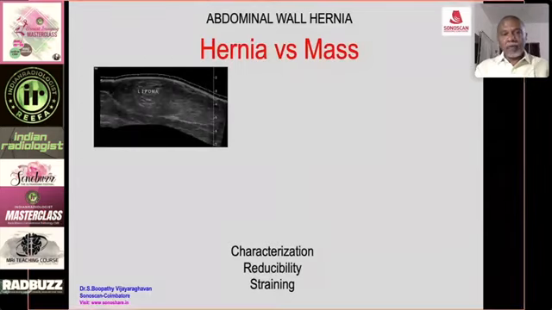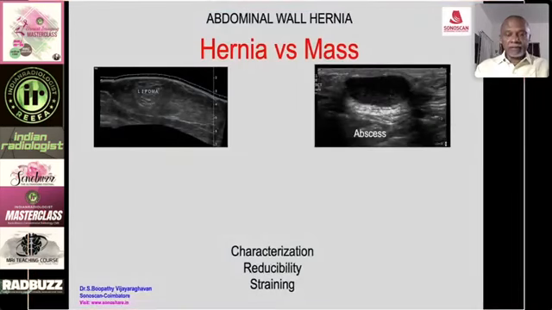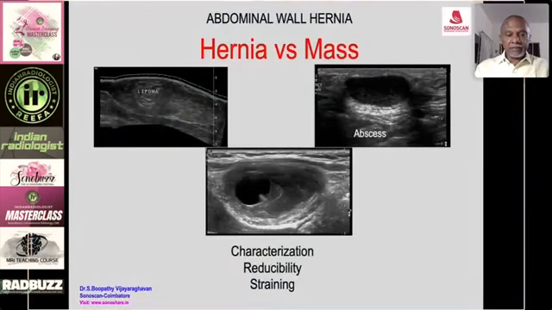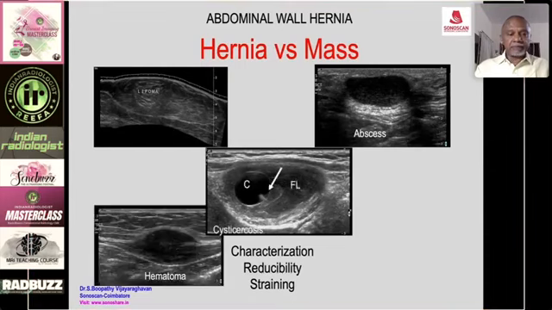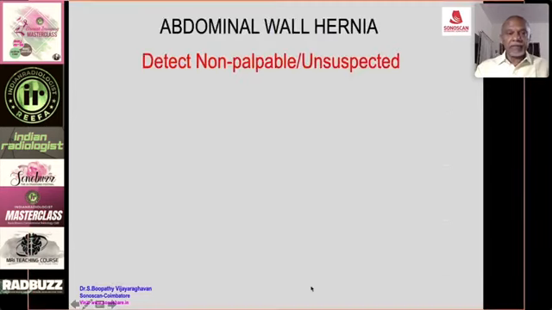So the abdominal wall masses have to be differentiated. So that is an abdominal wall lipoma, and this is an abscess, and this is inflamed cysticercosis, and that is a rectus abdominis hematoma and a tumor of the abdominal wall. So how to differentiate? By the characteristic appearance, and these masses will not be reducible, and there is no change with straining. So that is how you differentiate from hernia.